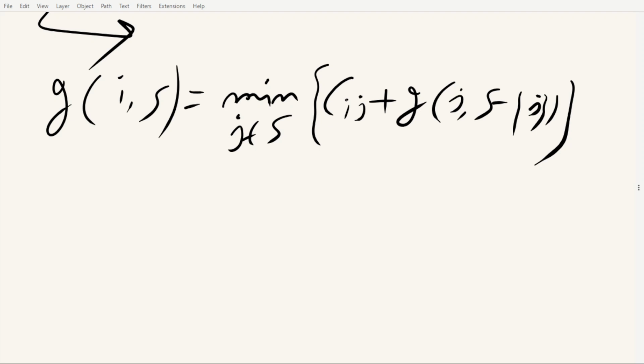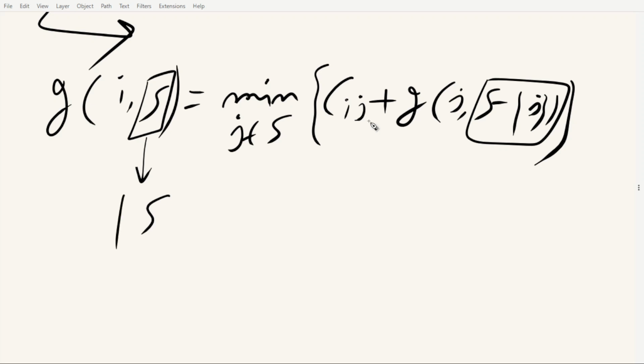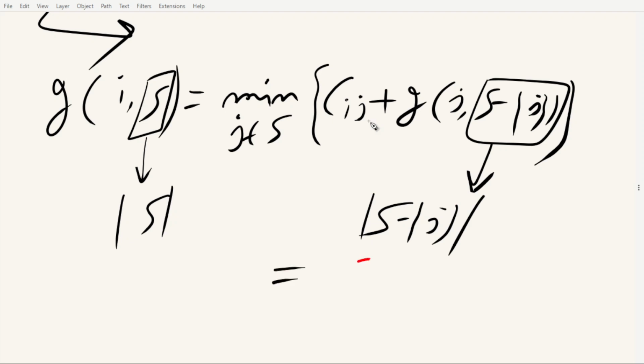So now our observation is about the size of the subproblem. The original problem is of size the number of elements in S. The subproblem has size one less than the original problem. So our original problem depends on subproblems of size one less.